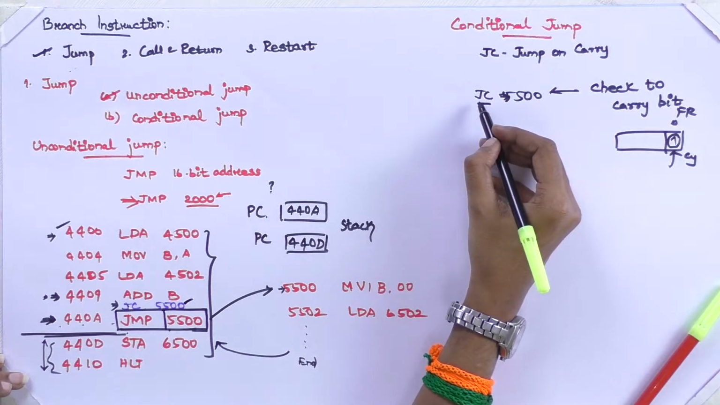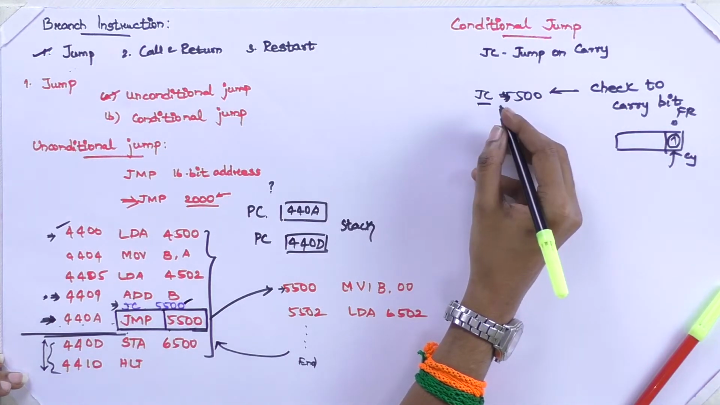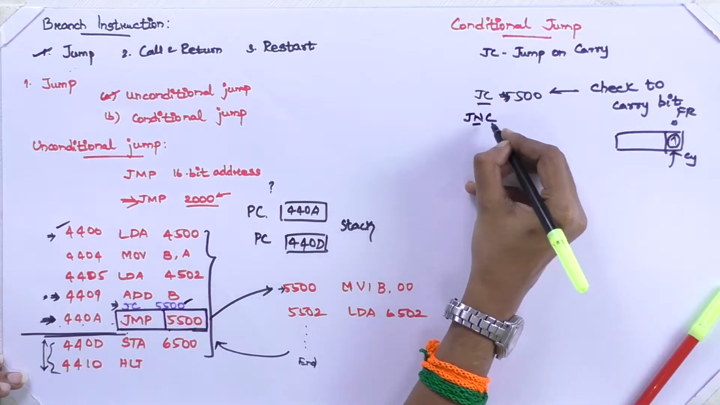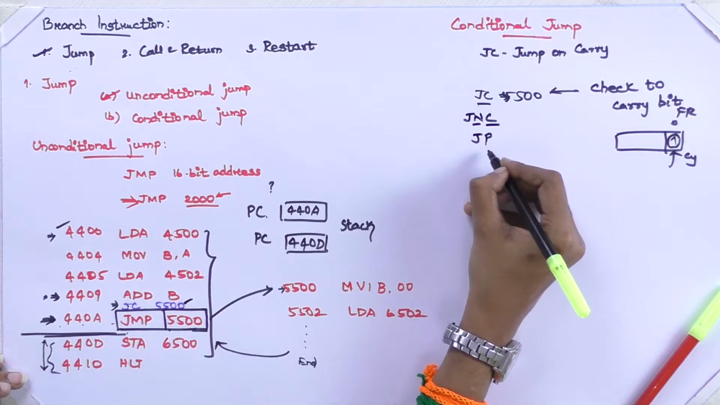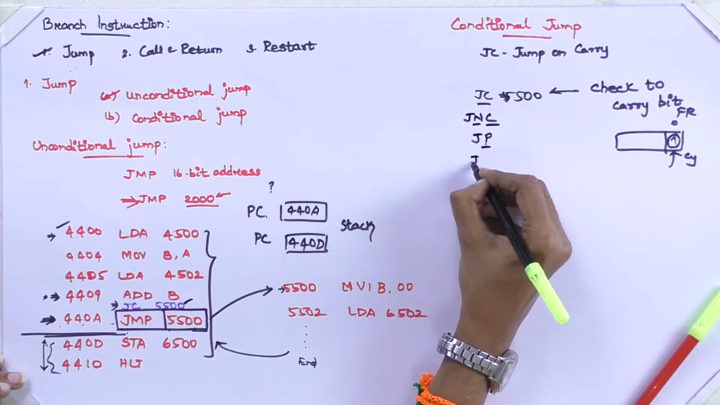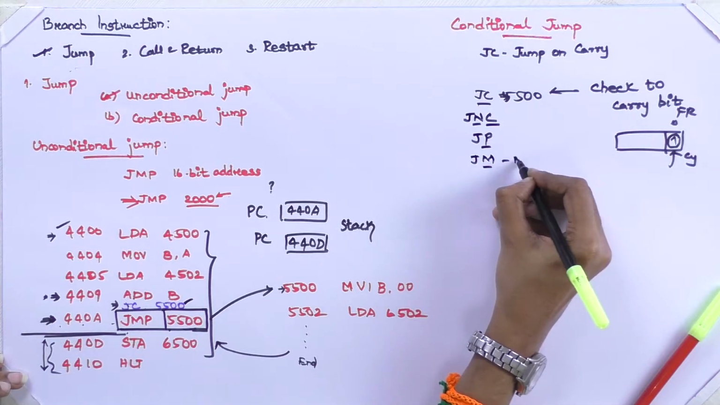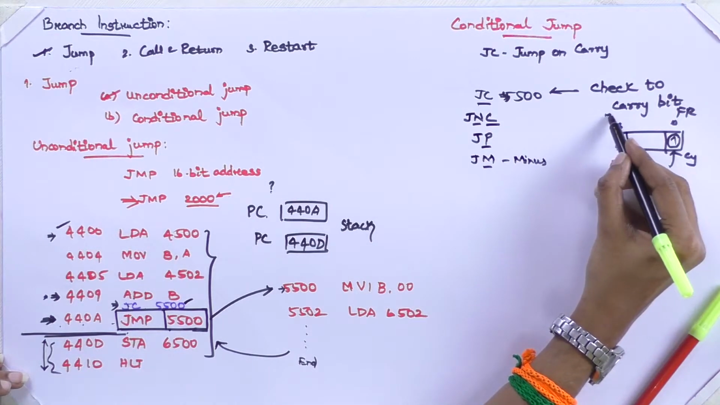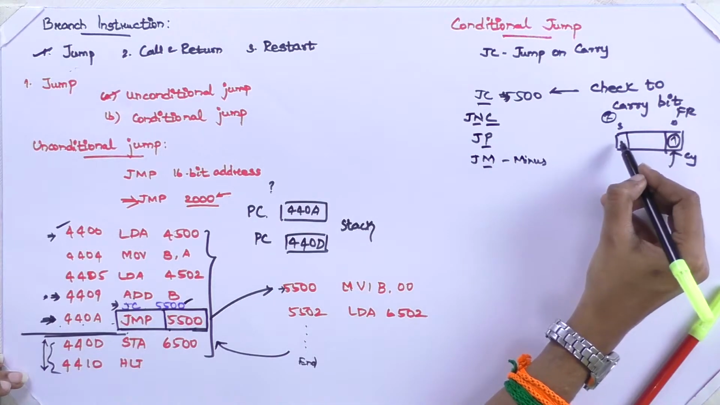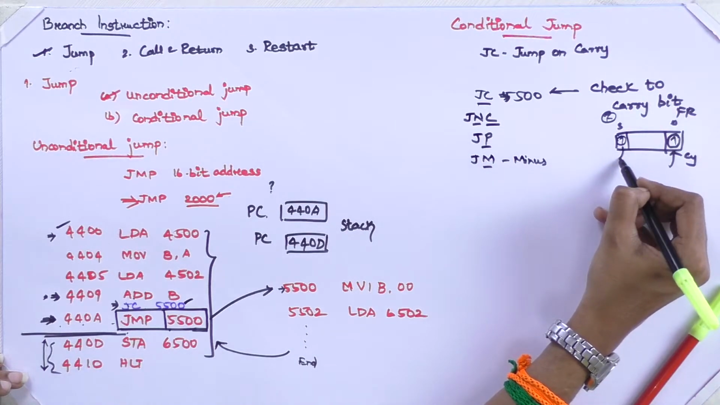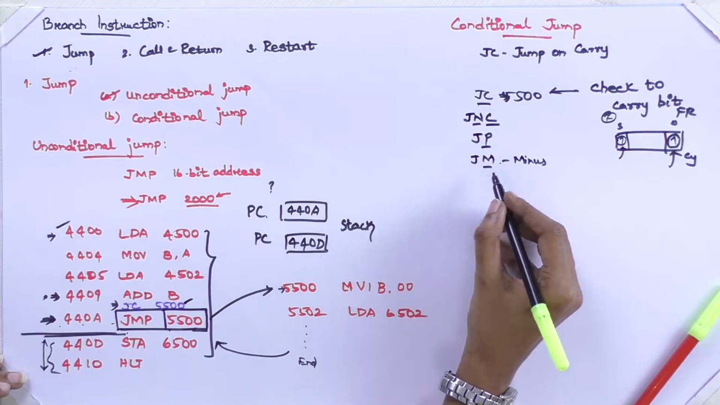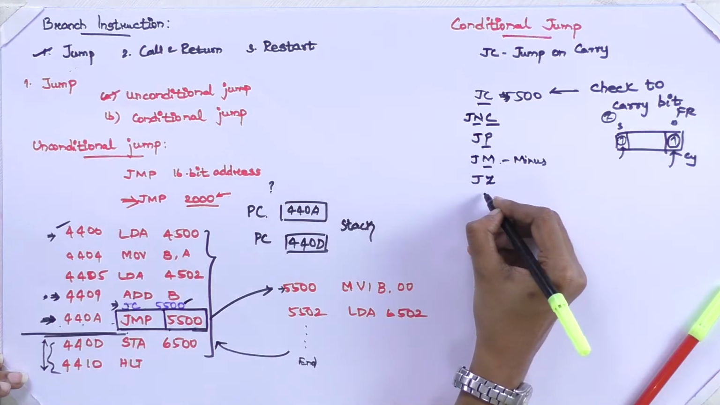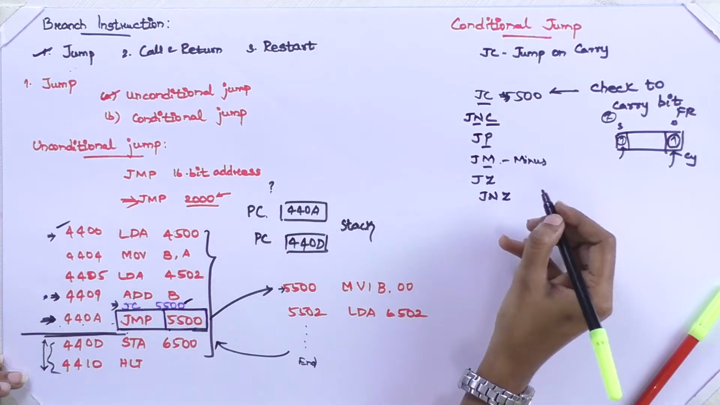Like jump on carry, other conditional instructions are there. They are JNC, which is jump on no carry; JP, which is jump on positive; and JM, which is jump on minus. The 7th bit of the flag register is the sign flag. If it is 1, it means that the value is negative, and if the value is negative, it will jump. Next is jump on zero, and next is jump on no zero.